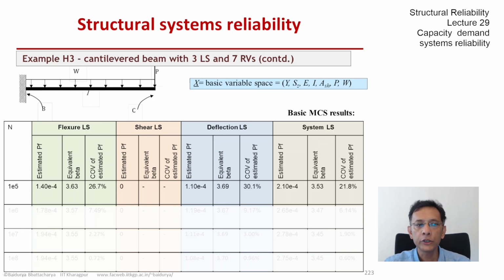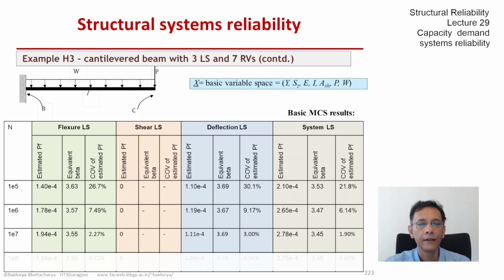We should have a little lower uncertainty, lower COV of these estimates. So let's now increase the number of simulations to 1 million. You see the beta is in those same ballpark figures. So for flexure it's 3.57, for deflection 3.67, for shear still no failure observed, and for the system it's 3.47. The uncertainty is all less than 10%, so we could actually have stopped here. But let's go on just because we can.